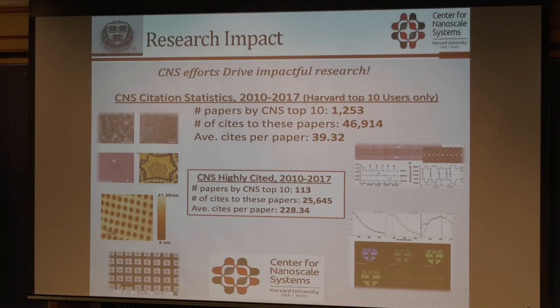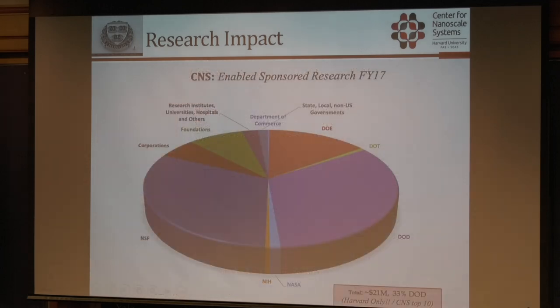Okay, so, impact. Papers are always a big outcome of a facility center, so we made a very brief calculation. During these 8 years, we looked at the papers published by the top 10 users. They published about 1,200 papers, and the citations of those papers are almost 50,000, an average of about 40 per paper. Another index we use to evaluate impact is how much money was funded because of the CNS support.